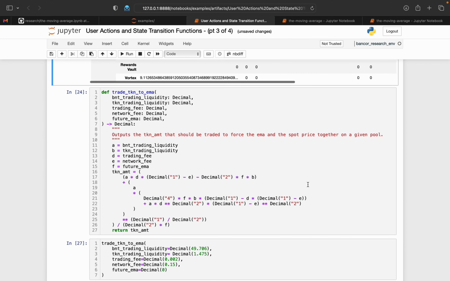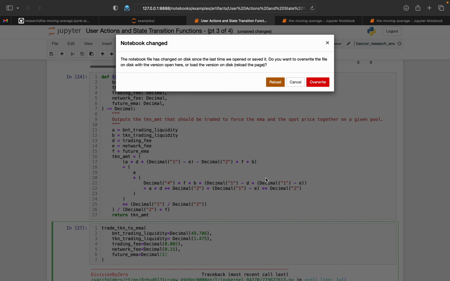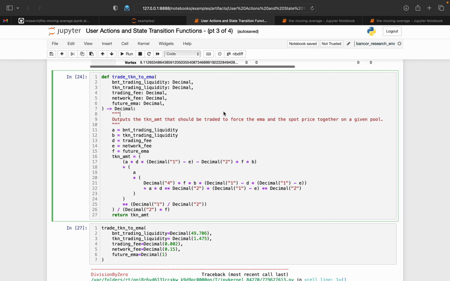I know we're a bit short on time, so I'm going to brush through a couple of things here towards the end, but I've included in the same notebook a trade TKN to EMA function. If you call this, I believe that, I'm just going to say overwrite.